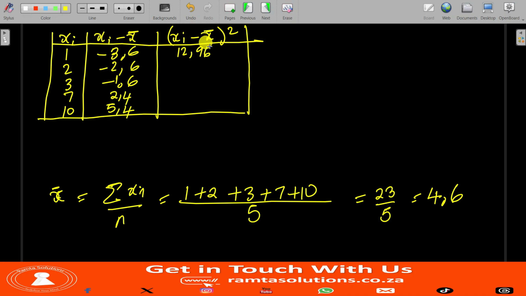12.96. Now 2.6 squared, we get 6.76. Then 1.6 squared, we get 2.56. Then 2.4, yeah, 7 minus 4.6, indeed it's 2.4. Now 2.4 squared is 5.76. Now 5.4 squared gives us 29.16.